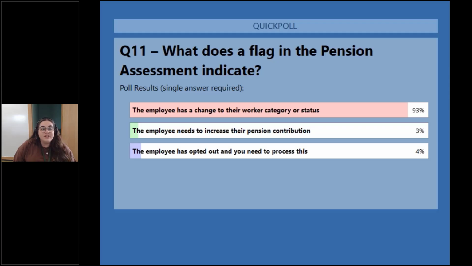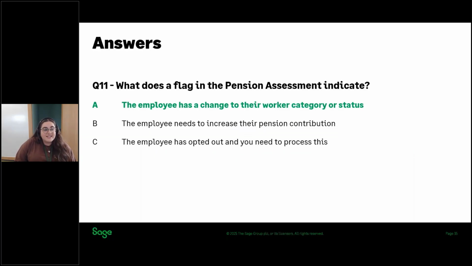Just sharing those results. 93% of you said that the employees had a change to their worker category or status. That's what it means there. 3% of you said the employee needs to increase their pension contribution, and 4% said the employees opted out and that you need to process this. So which of those does the flag indicate? Let's see. Yes, it's option A. An overwhelming amount of you got that correct. It does mean that the employees had a change to their worker category or status.